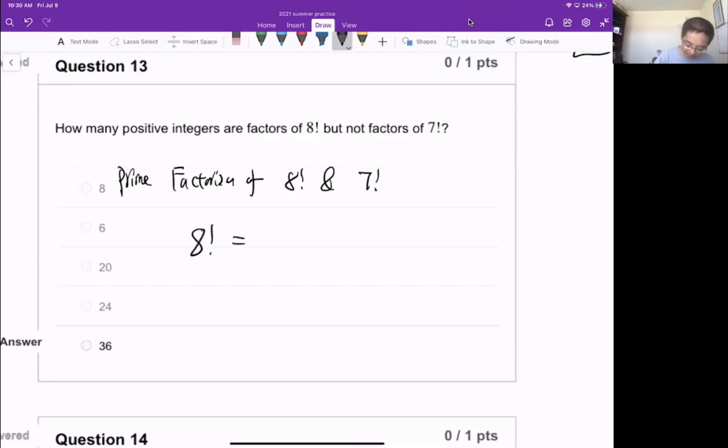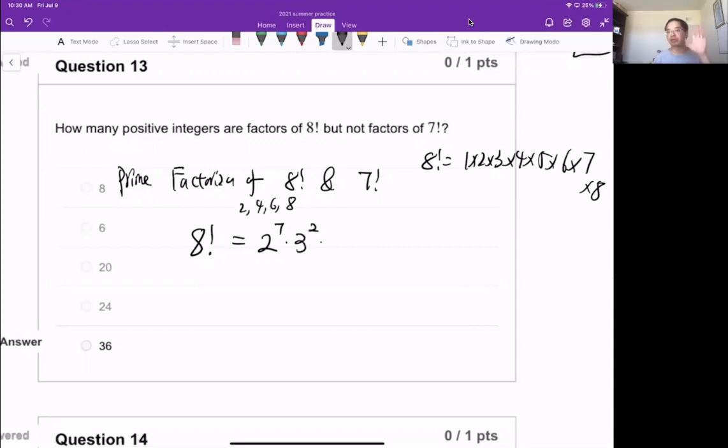When we do 8 factorial, obviously 2 is a prime factor. 8 factorial is 1 times 2 times 3 times 4 times 5 times 6 times 7 times 8. Now 2 appears in 2, 4, 6, and 8. If we collect all those factors together, this will be 2 to the power 7. And then we have 3 squared, because 3 only appears in 3 and 6. And then we have 5 and 7. Similarly, 7 factorial will be 2 to the 4 and 3 squared times 5 times 7.